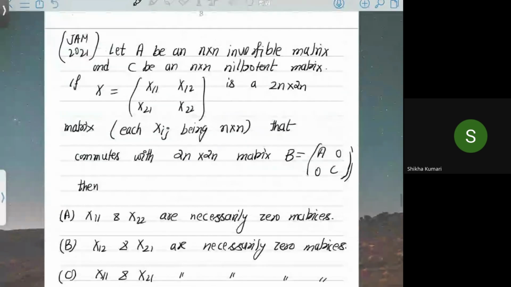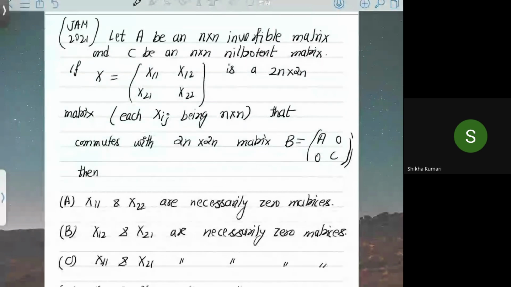Now this one is a very interesting question. And this is an example of one such kind of question which may appear very difficult when you first read it, but it is very easy to eliminate the options and produce a counterexample, right? This question says that let A be an n cross n invertible matrix and C be an n cross n nilpotent matrix. So nilpotent matrix is, can somebody tell me the definition? Just for the purpose of completion.